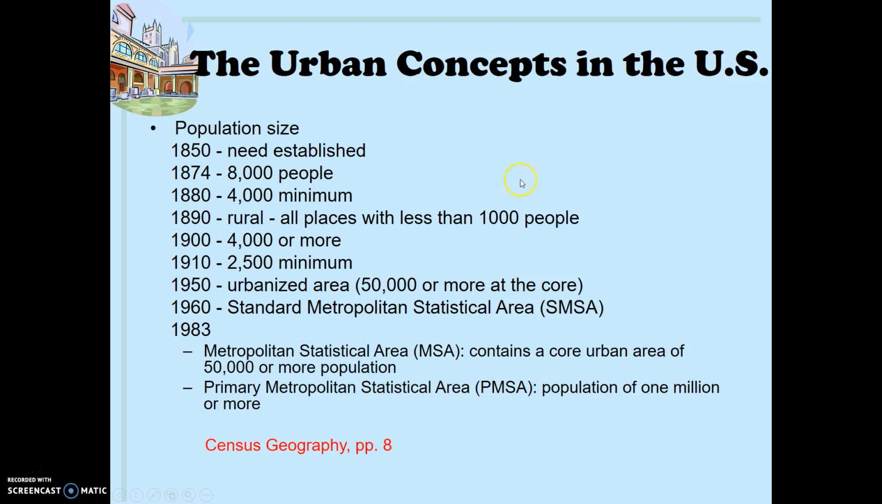Those are just some basic definitions about urban, and you can notice that it changes over time. With the change of population and the clustering of the population, maybe in the future we will have different definitions of different urban areas. And if you want to know the census geography, please read page number 8 of the book.